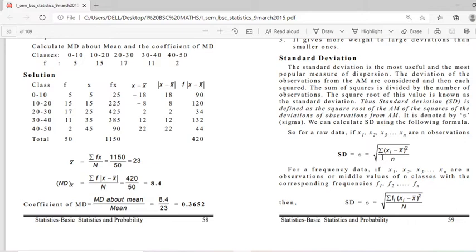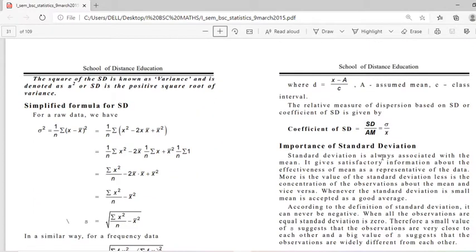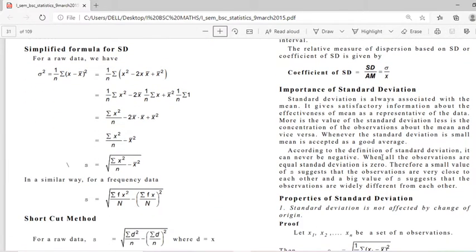So this is a measure. In the case of a frequency distribution, there are n observations and the corresponding frequencies are f1, f2, ..., fn. Then the standard deviation is very simple: the root of summation fj into xj minus x bar square by n. This is another formula, and we can simplify this expression.